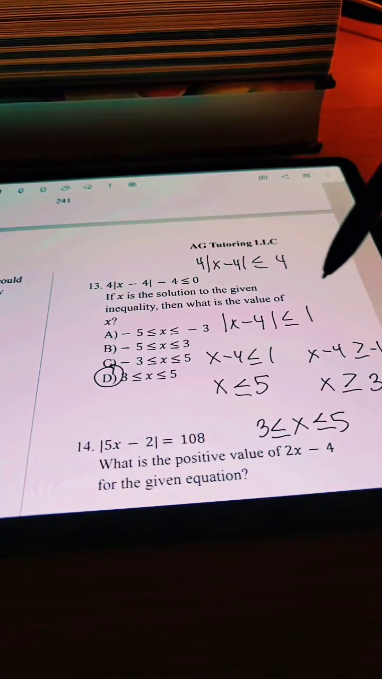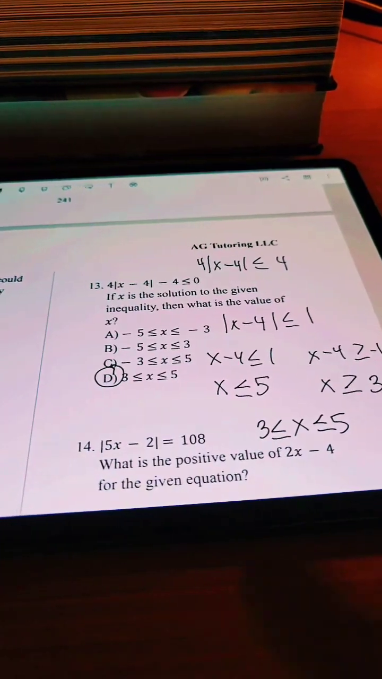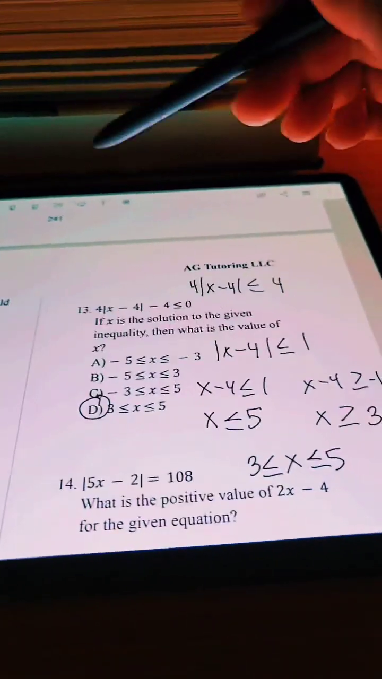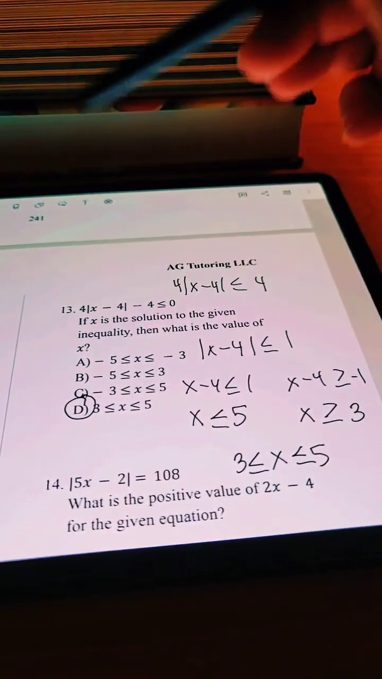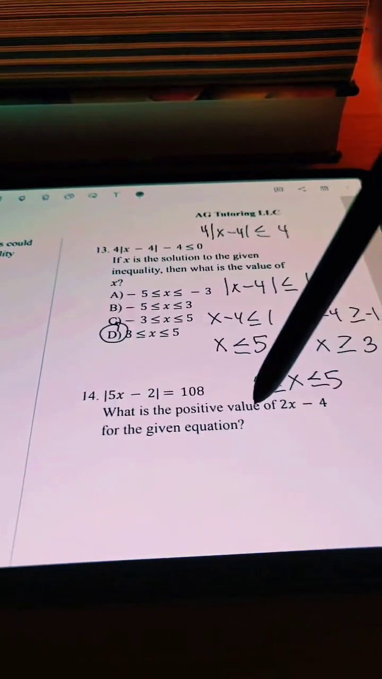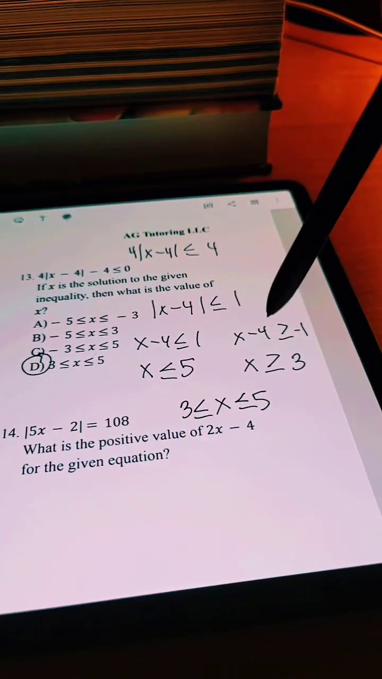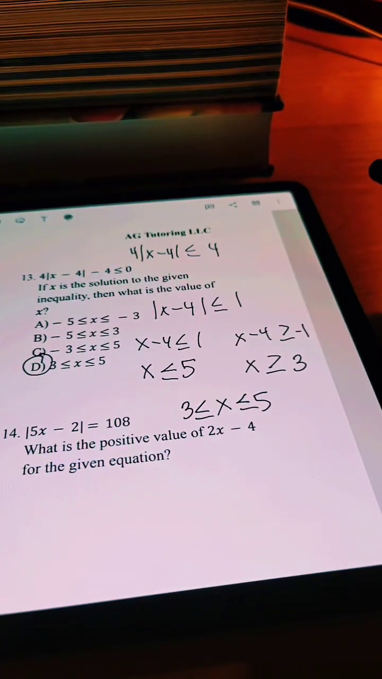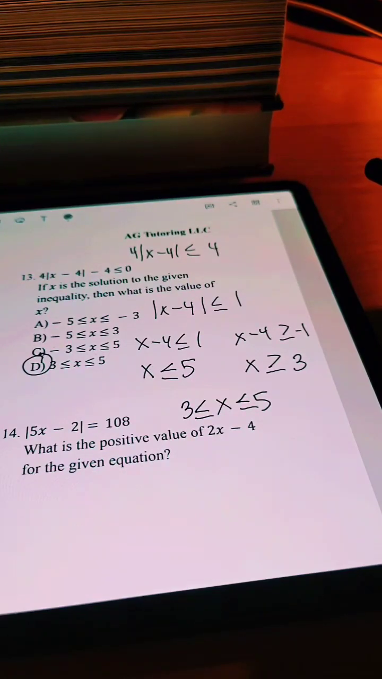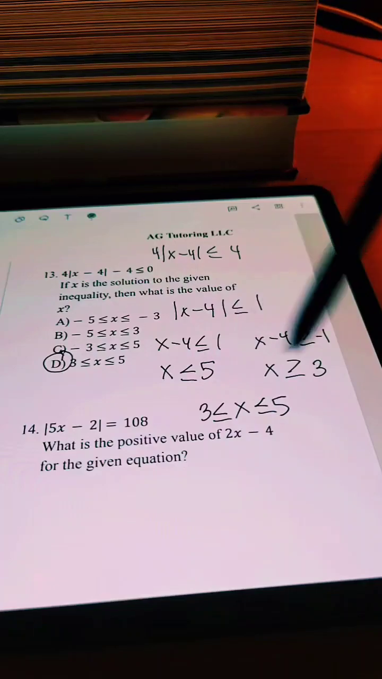It's not C. Let me just double check my answer. Yeah, it is D. I did the math right. I always have to check because you never know. I flip things in my head, but yes, it is D. That is correct. It's not negative 3 because you have to add 4 to each side. So negative 1 plus 4 is positive 3. And then if you add the 4 on each side here, it's going to be 5.